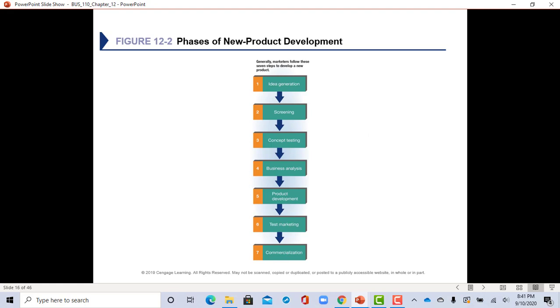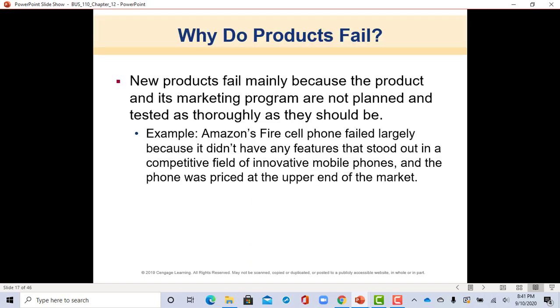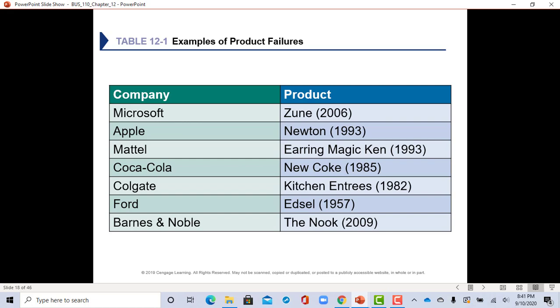There are seven phases of new product development: idea generation, screening, concept testing, business analysis, product development, test marketing, and then last, commercialization. So why do products fail? Despite this rigorous process for developing product ideas, most new products end up as failures. Here is a comprehensive list of some product failures.